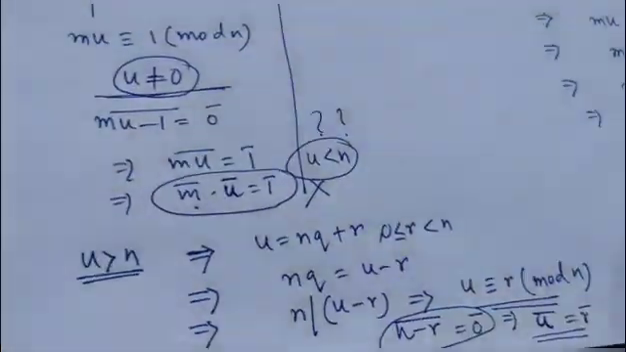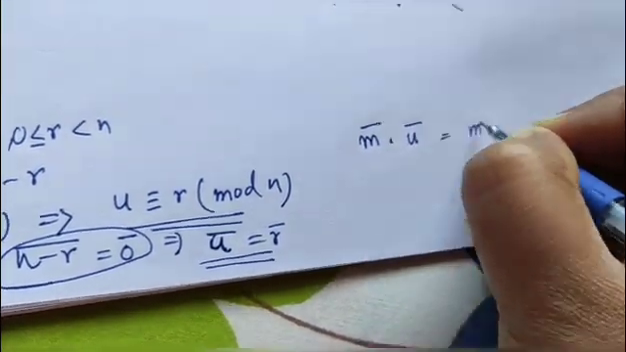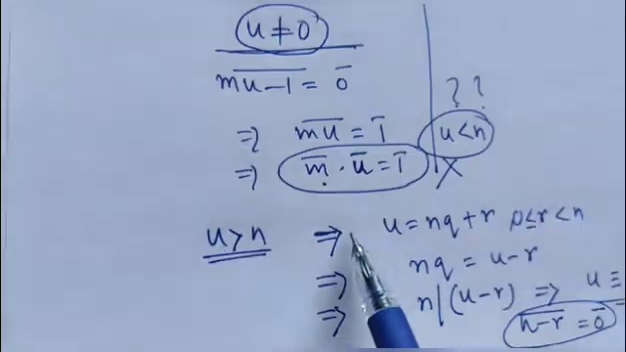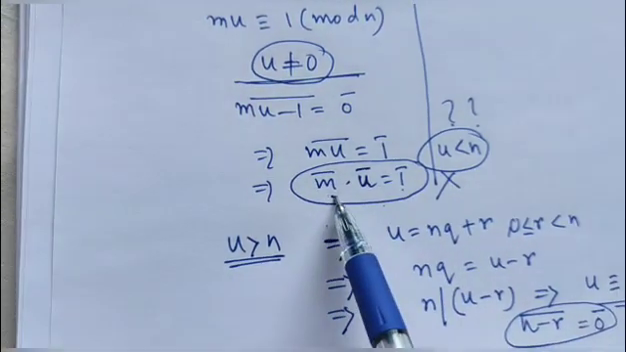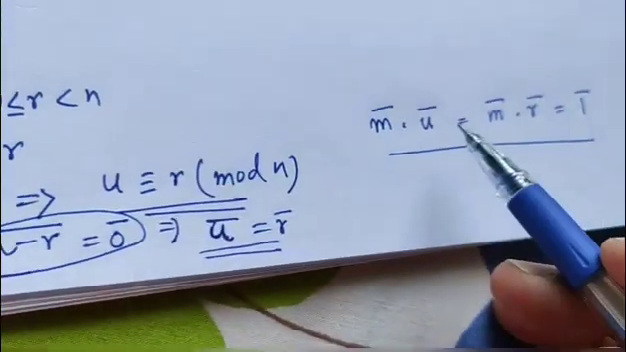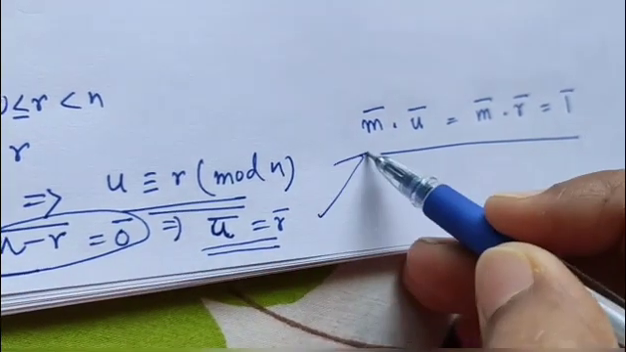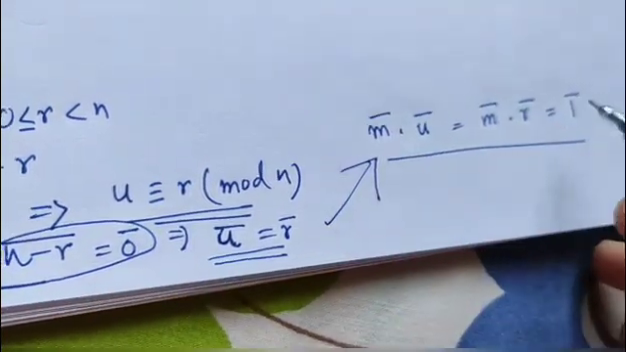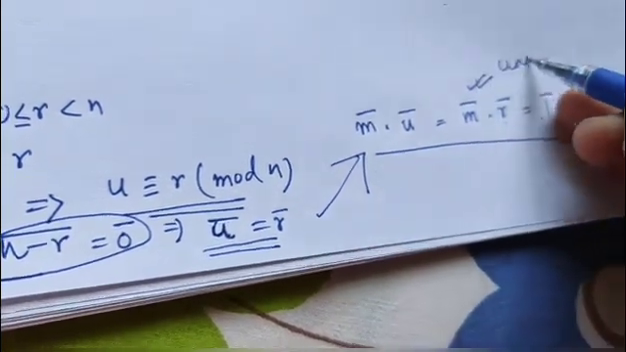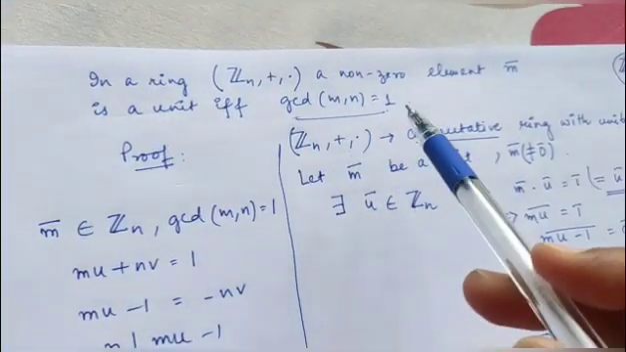So now I can say that m class dot u class means m class dot r class means class 1. I had stopped here, no? M class dot u class, I was not telling m is a unit, because I don't know if u is less than n. Now I can write any u class is equal to r class, and hence I can write this. So now I can say m class dot r class equals class 1. So I can say m is a unit. That was my intention of the proof. So hence the proof.